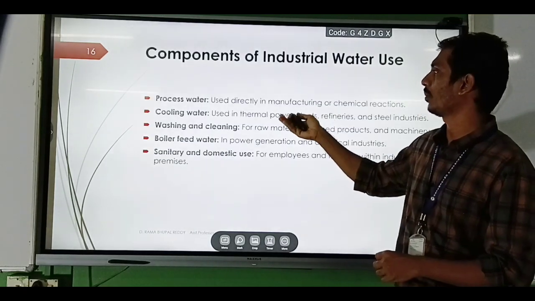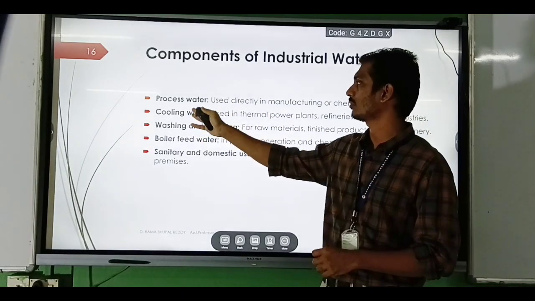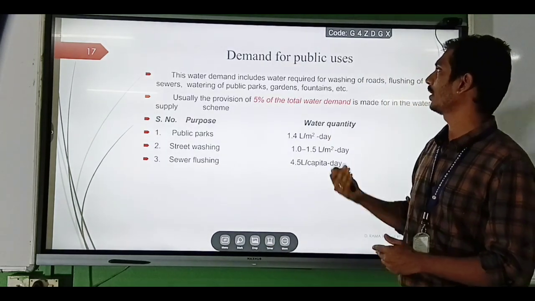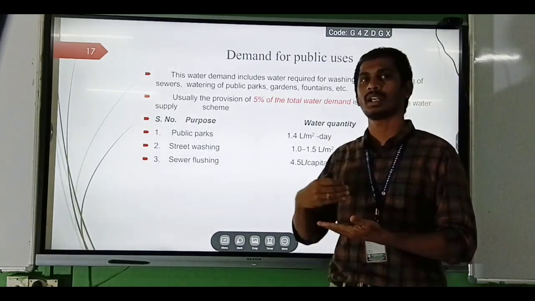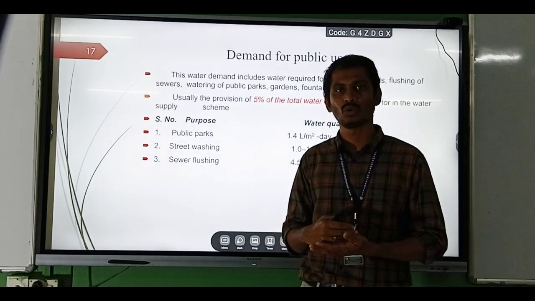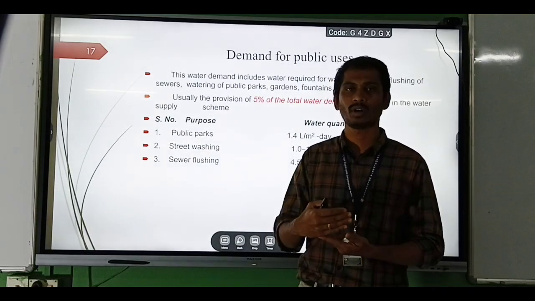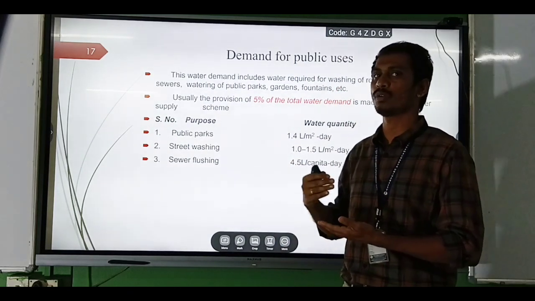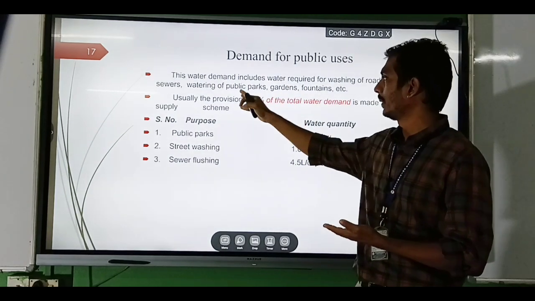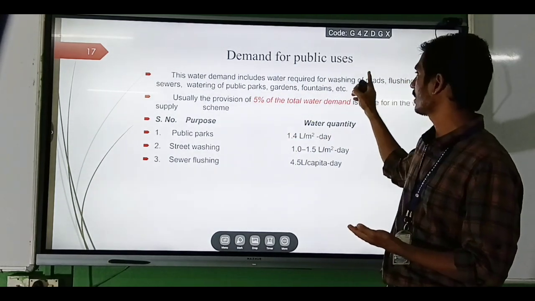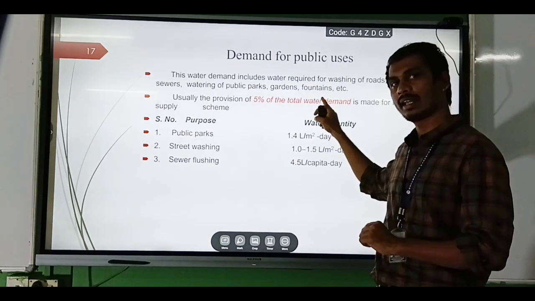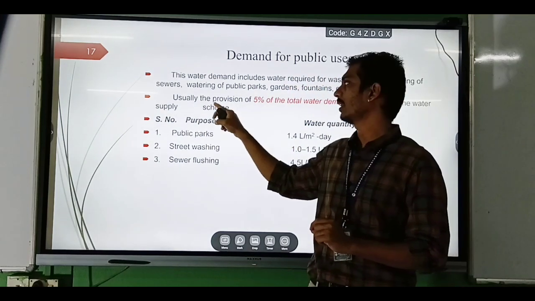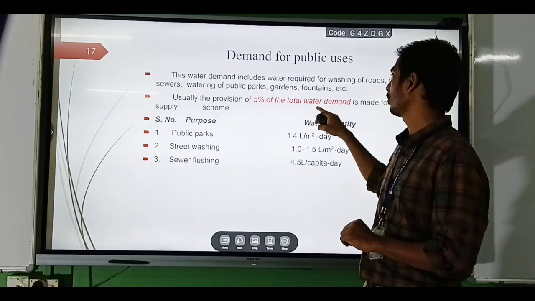Next, these are the components where industry uses water: processing, cooling, washing, boiling, and sanitary purposes. Next we will go to the demand for public users. Generally, the municipal authority takes a certain quantity of water for cleaning roads, maintaining parks, national parks, and fountains. That water is used for public purposes, cleaning sewages, and washing roads, fountains, and gardens. All these come under the demand for public uses, and it occupies nearly 5% of the total water demand.